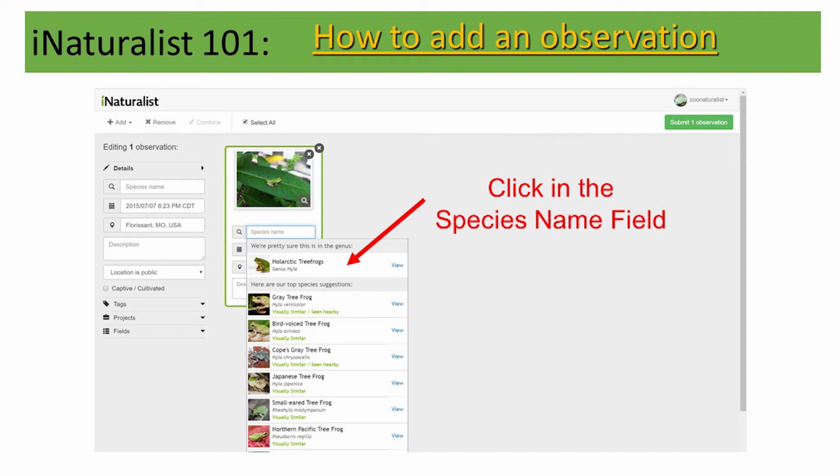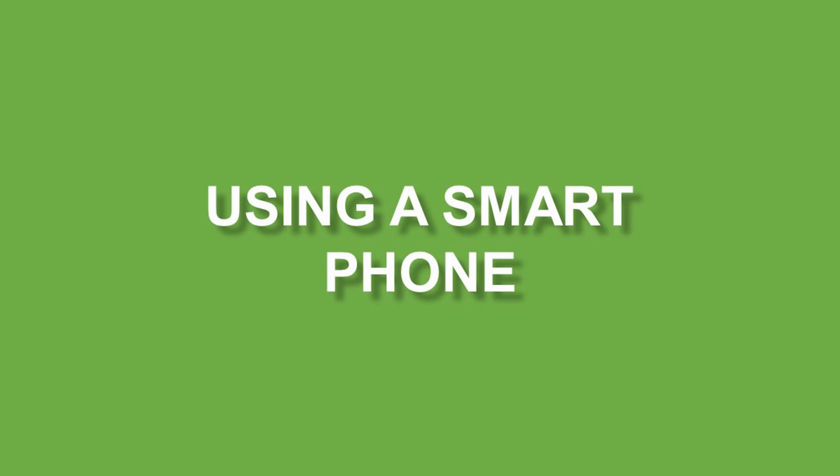Once you've selected identification, you have one step left, which is to upload and share your observation with the iNaturalist community and use the power of crowdsourcing to see if you can get an even better identification. Now let's go ahead and walk through the steps of how to use an iPhone to collect observations in the field.